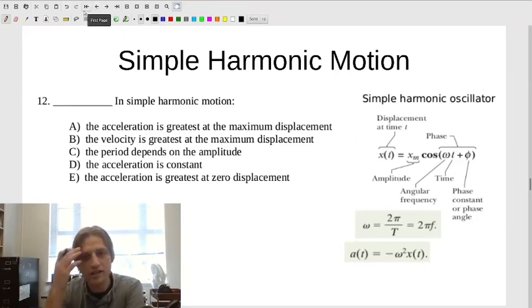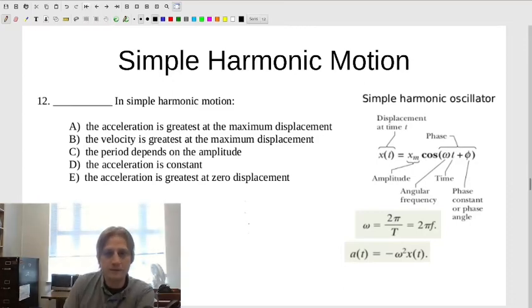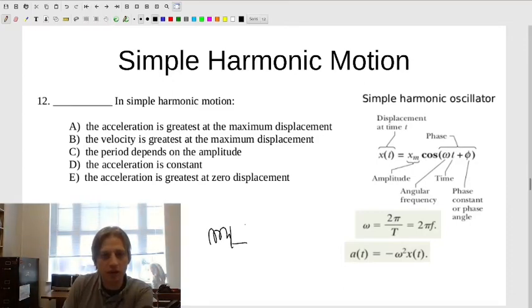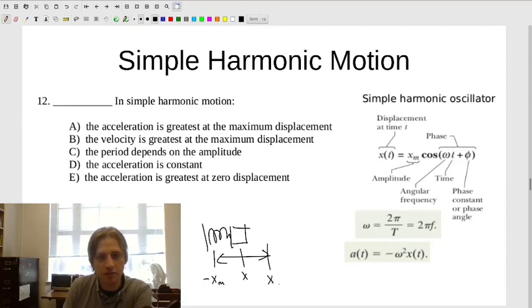Let's start out with our simple harmonic oscillator. Our good example for this was just a block on a spring going back and forth from the equilibrium position. It's moving the fastest in the middle, and it goes between minus x max and plus x max, and this distance we call the amplitude. So in simple harmonic motion, let's see which one of these is true.